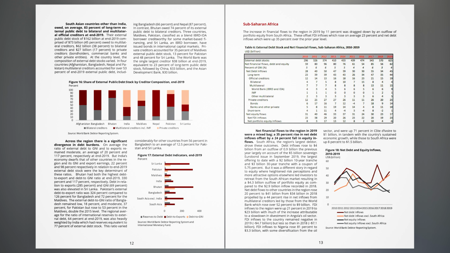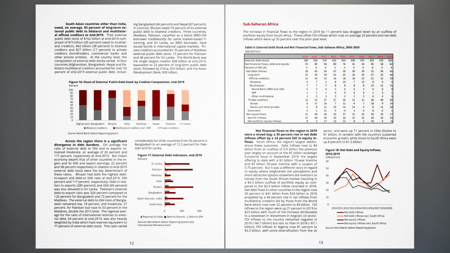Private creditors accounted for 35% of Maldives' external public debt stock, 13% for Pakistan and 48% for Sri Lanka. The World Bank was the single largest creditor, $38 billion at end 2019, equivalent to 23% of long-term public debt stock, followed by China, $33 billion, and the Asian Development Bank, $30 billion. Figure 16. Share of external public debt stock by creditor composition, end 2019.